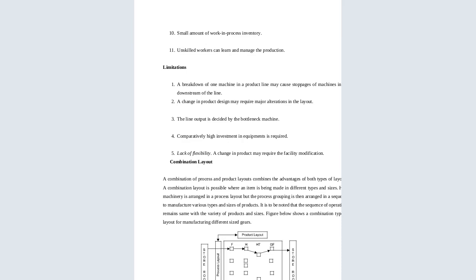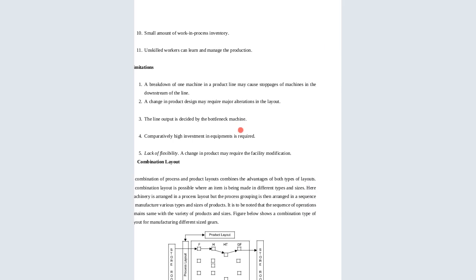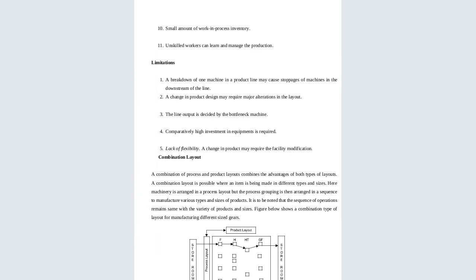The limitations are now there. Now you can see the breakdown of one machine in the product line can cause stoppage of the machines in the downstream of the line. That is one disadvantage. Another one, the change in product design may require major alterations in the layout. And then the line output is also decided by the bottleneck machines.